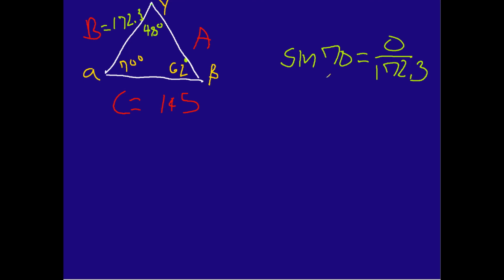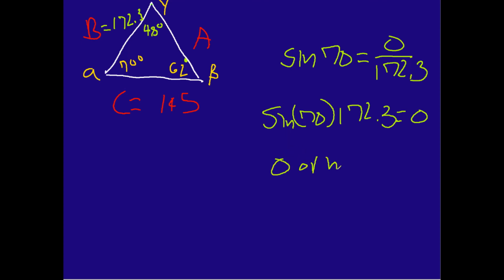And so, it's not that complicated. We just multiply both sides by 172.3. And so we get sine of 70 times 172.3 will give me the length of the opposite, also known as the height. Hope you're not confused by that. And if you were to run this in your calculator, you'll find out that the opposite, also known as the height, so you don't get confused there, is 161.9.